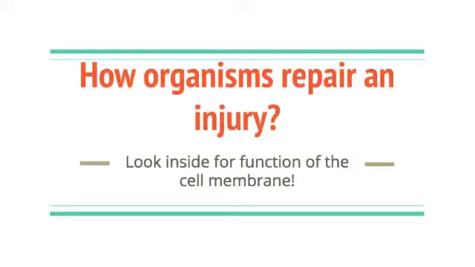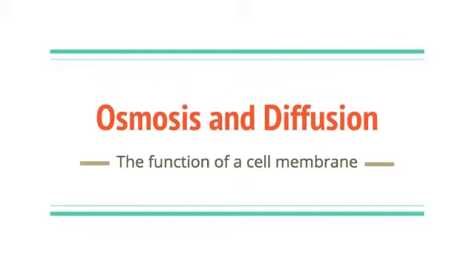We are still working on our phenomenon on how organisms repair an injury. And so we're specifically going to focus on the cell membrane, which is found in both the animal and plant cell. And we're going to look at how it functions, and that's going to show you how it begins to help repair injuries at the cellular level. And this is going to happen through osmosis and diffusion, which require little to no energy of the cell and of the organism.